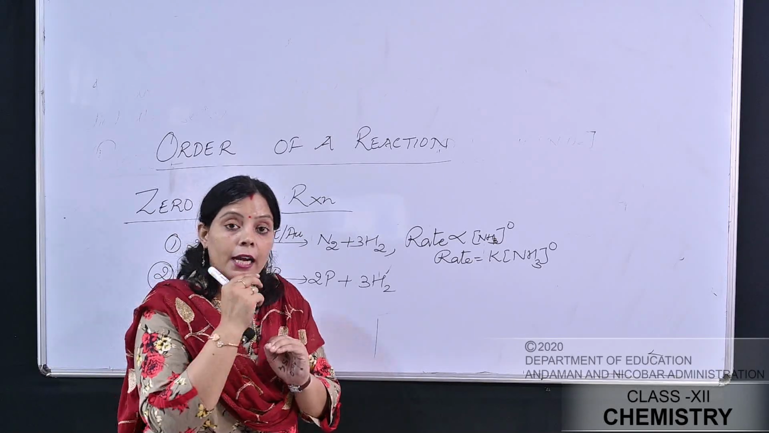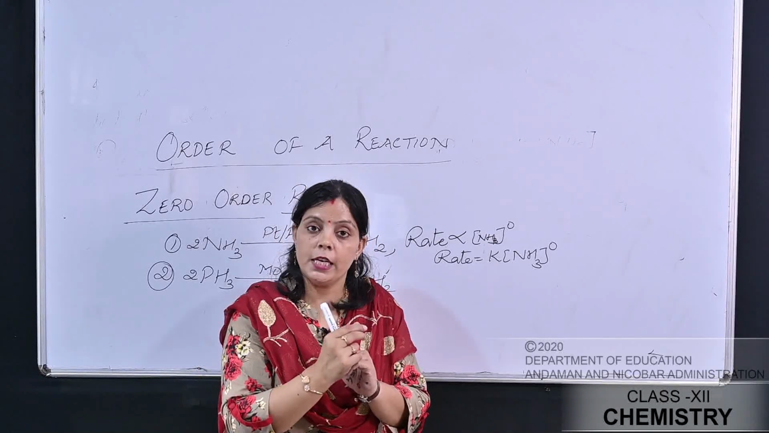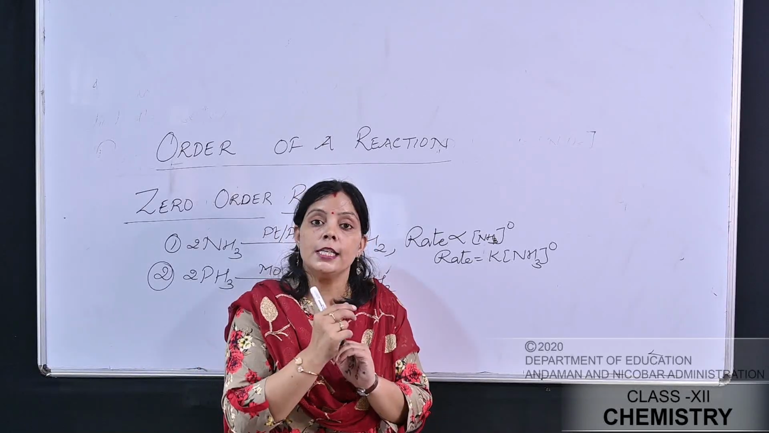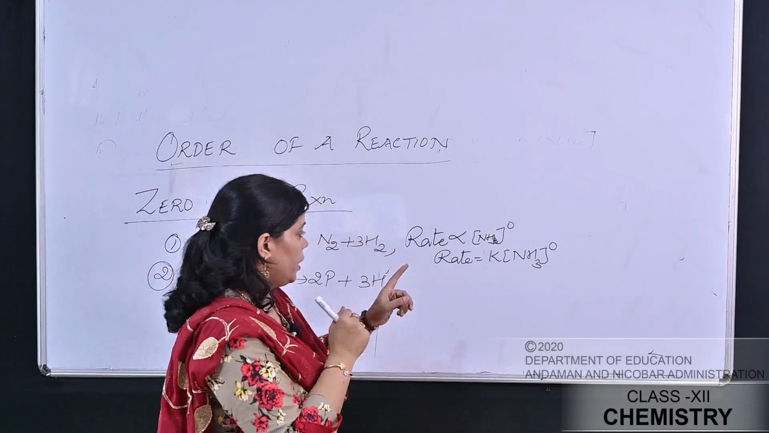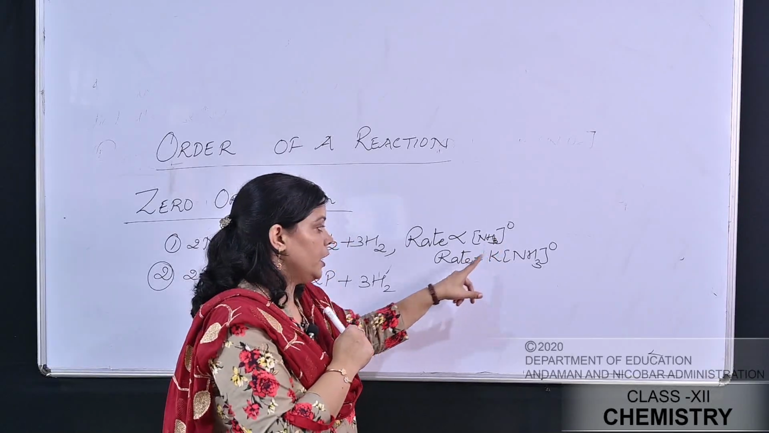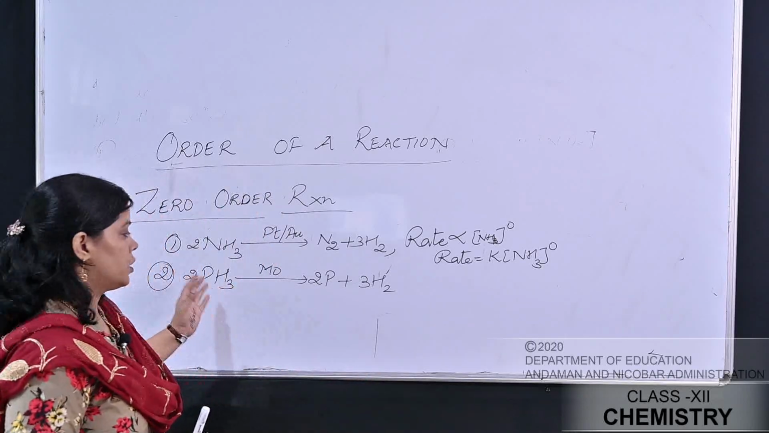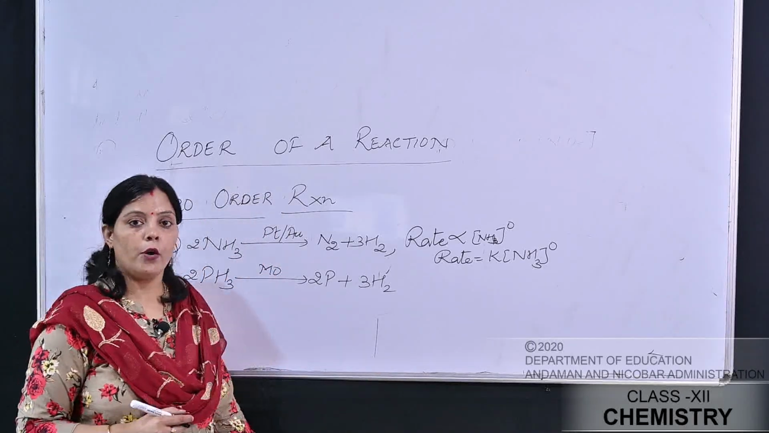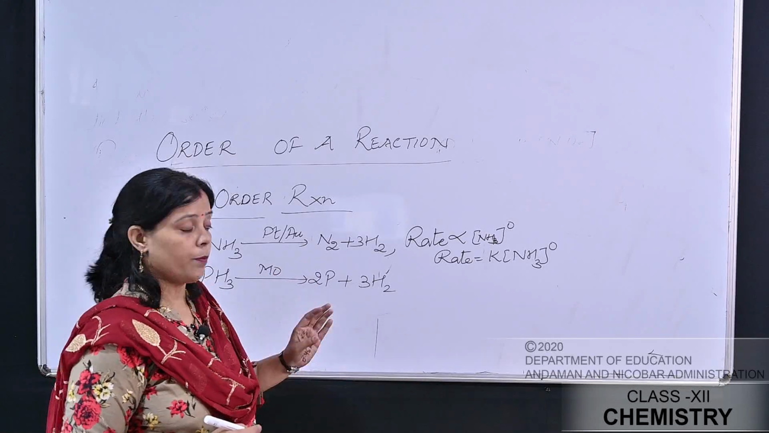It means at that particular condition, at very high pressure, the rate of the reaction is independent of the concentration of the ammonia. So at that particular condition, the rate becomes independent of the concentration of ammonia, that is, it follows zero order kinetics. Similarly, in the case of phosphine also, this reaction is carried out on molybdenum, and the reactions are catalyzed at the surface of molybdenum.